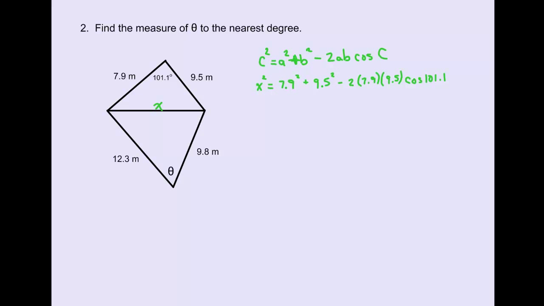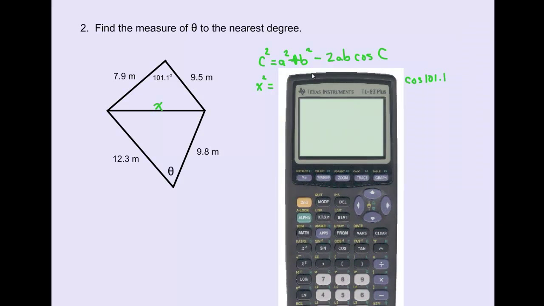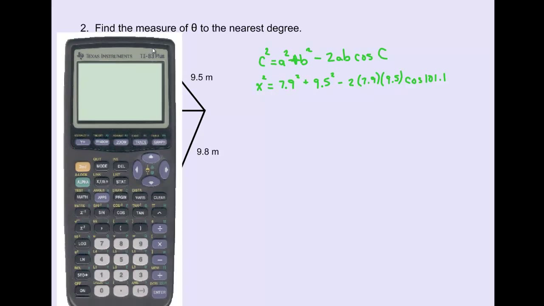Now, luckily for me, or for you as well, you could probably throw it all into a calculator and it'll BEDMAS itself out for you. So let's do that. Let's bring our calculator over here, and we will solve for x squared just by throwing everything in. So 7.9 squared plus 9.5 squared minus, and now 2 times 7.9 times 9.5 times the cosine of 101.1.